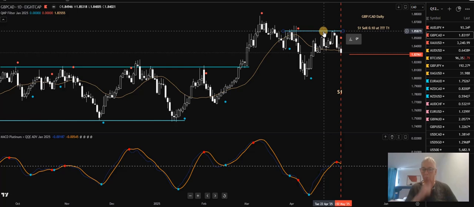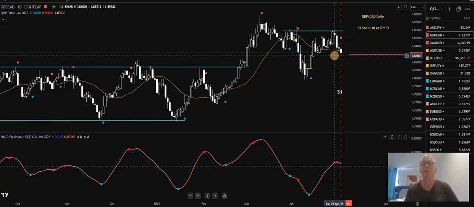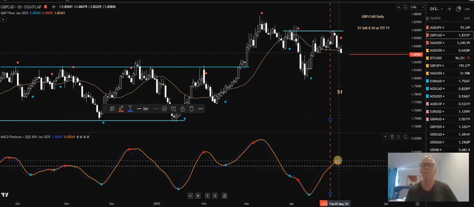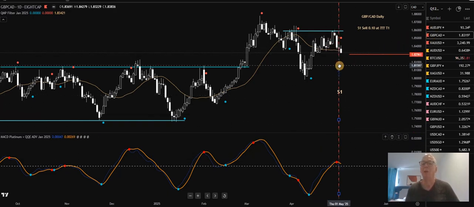We've got this nice resistance level in price here, or a double top, so you can see it there. Red QMP dot, you can see it there, it's clear, and MACD Platinum's just above the zero level, so that's not ideal where the MACD Platinum is. But this is one of the multi-sequence hedging pairs I'm trading, so not a problem.